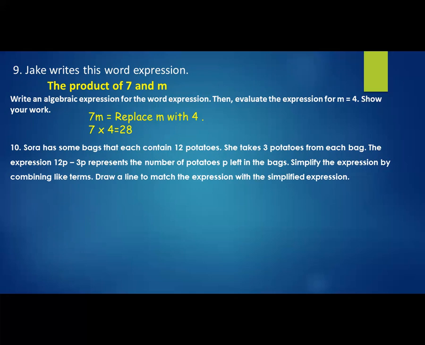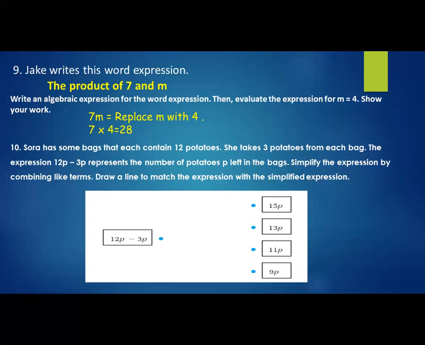Sora has some bags that each contain 12 potatoes. She takes 3 potatoes from each bag. The expression 12p minus 3p represents the number of potatoes left in the bags. Simplify the expression by combining the like terms. Draw a line to match the expression with the simplified expression. So 12p minus 3p will be 9p. There are 4 answers given. You have to match it to the correct combination of the like terms. 12p minus 3p will be 9p.